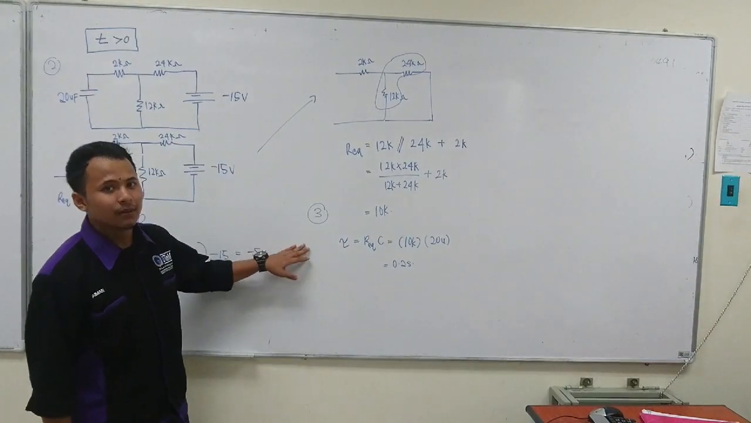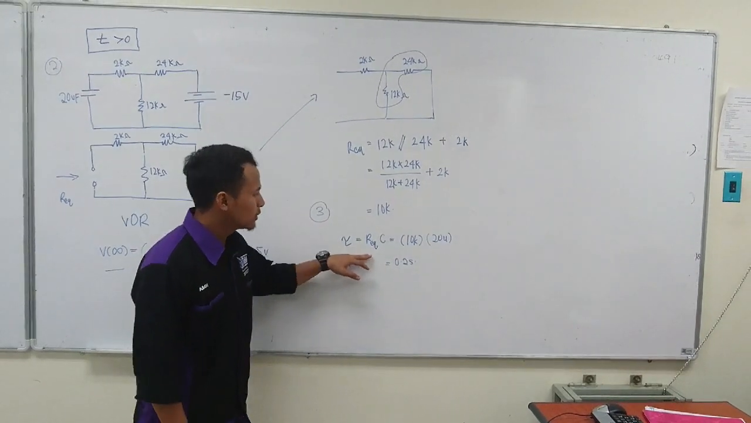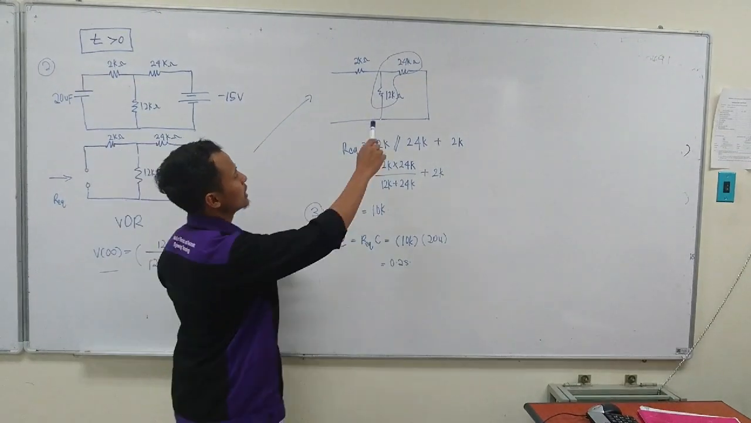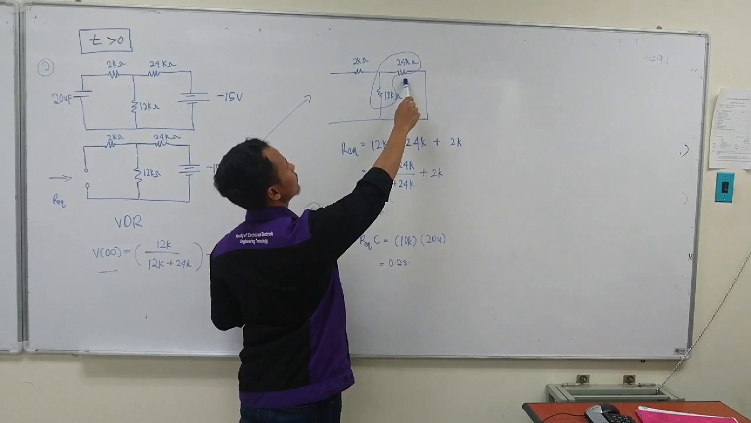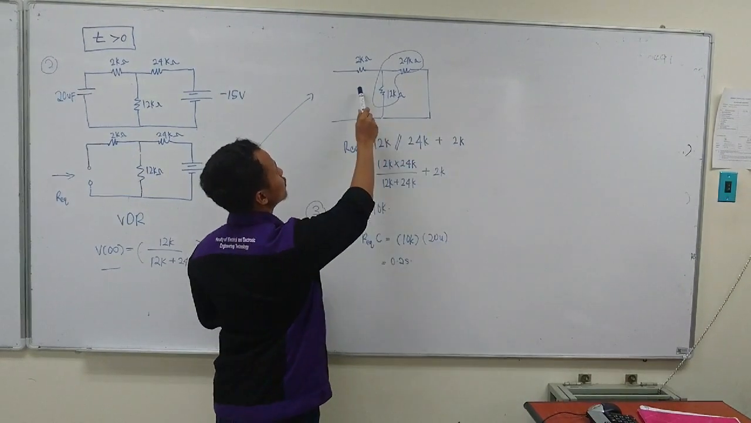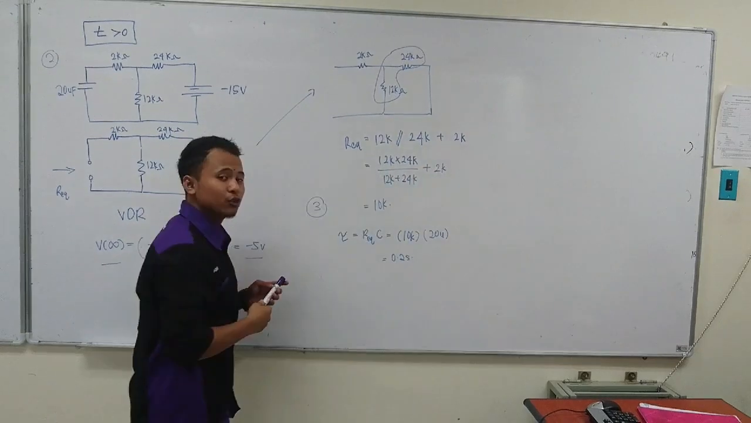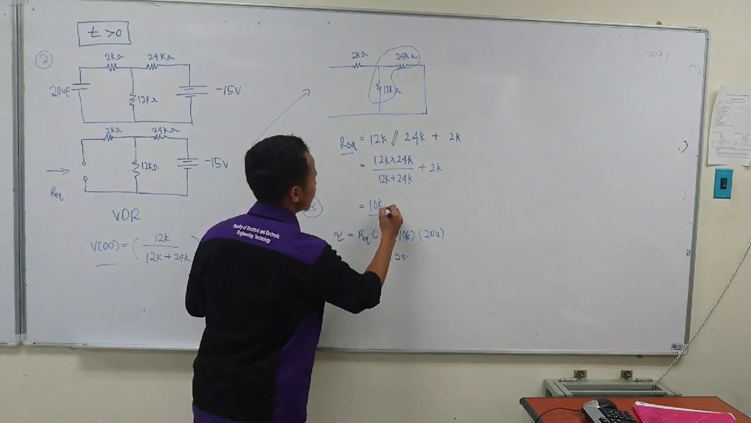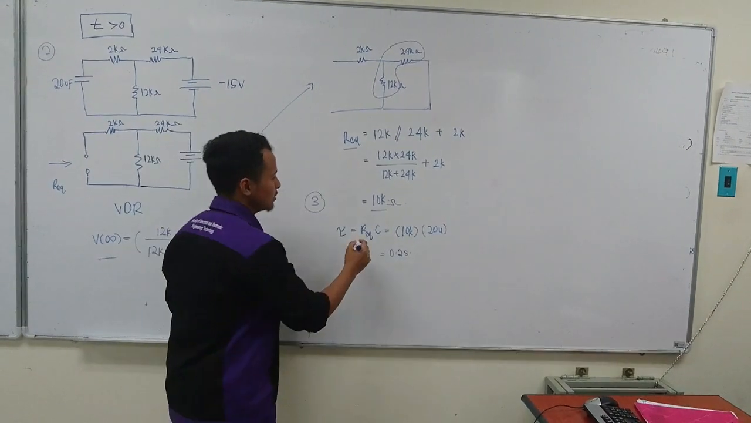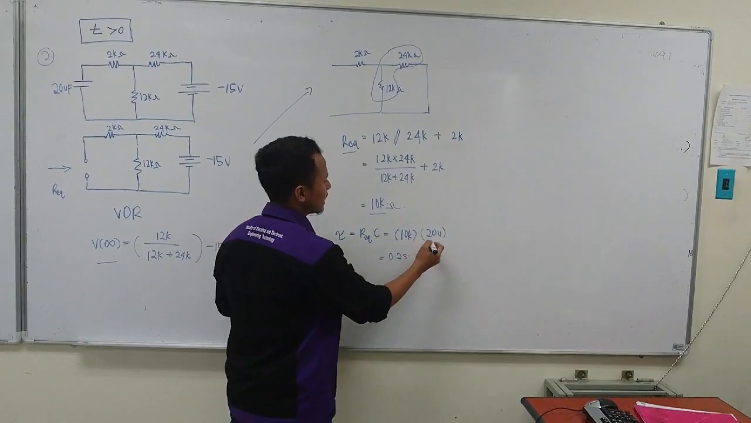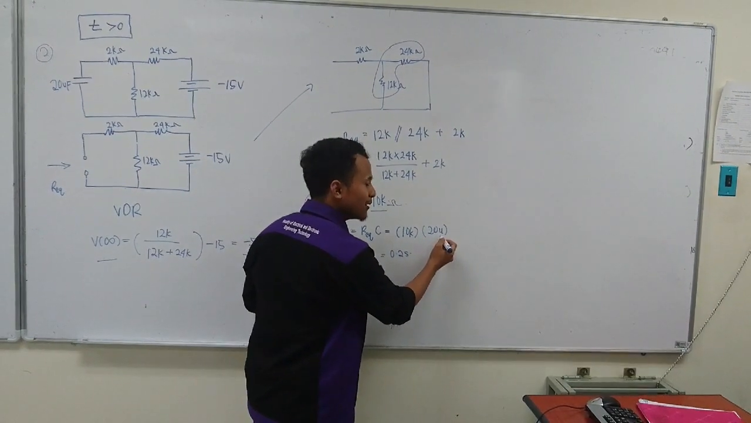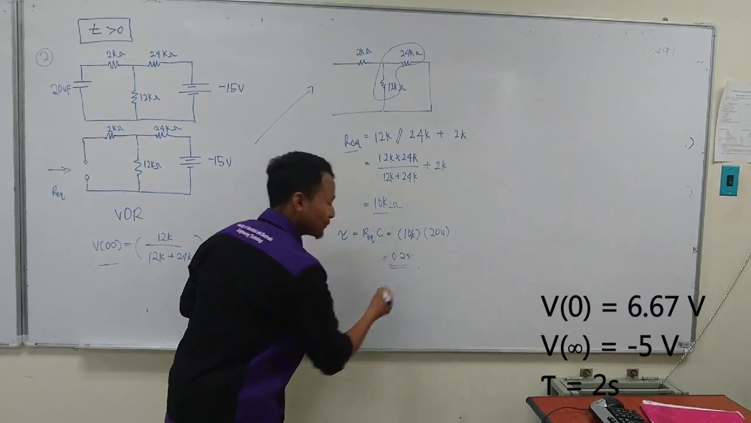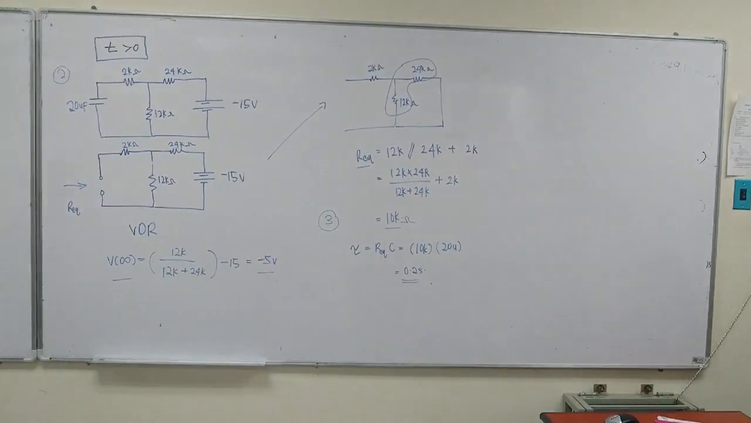Then let's move on to the third step, to find tau, the time constant. The formula is R equivalent times capacitance. To find R equivalent, we know that the 12 kilo ohm is parallel to the 24 kilo ohm, and the 2 kilo ohm is in series with their resistance. Therefore, R equivalent is equal to 10 kilo ohm. Using the formula, 10 kilo ohms times 20 microfarad equals 0.2 second, the time constant.